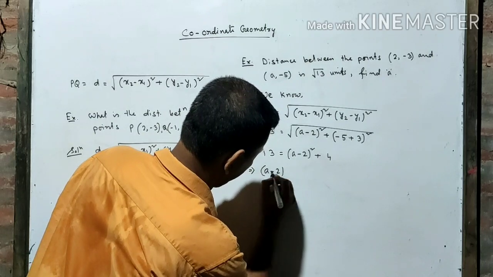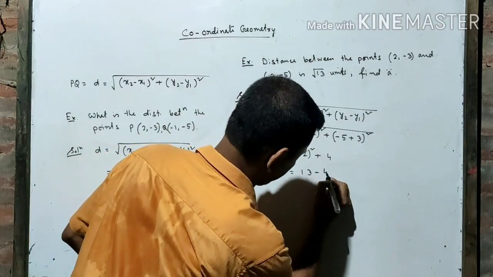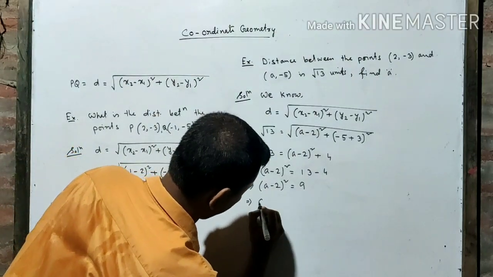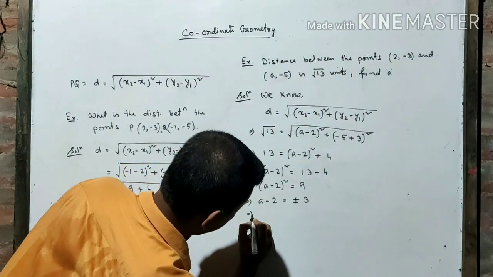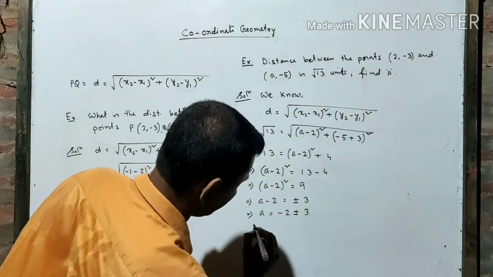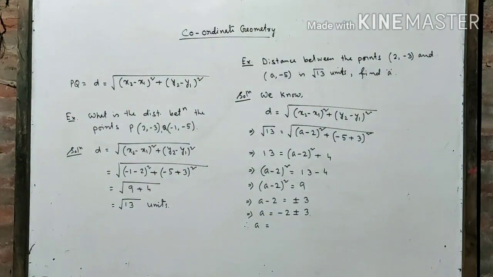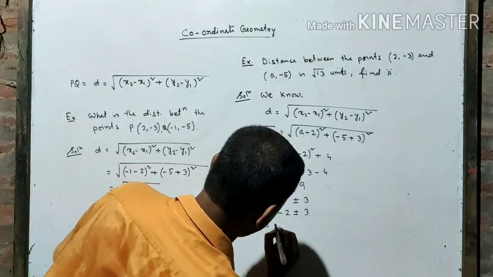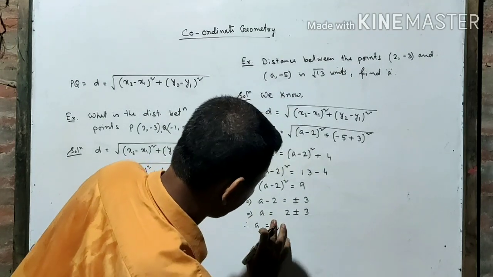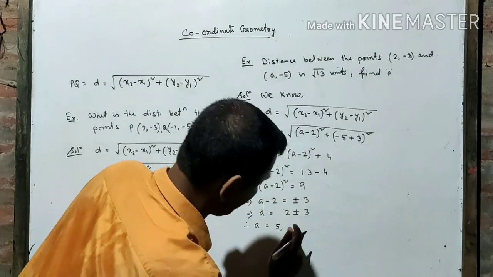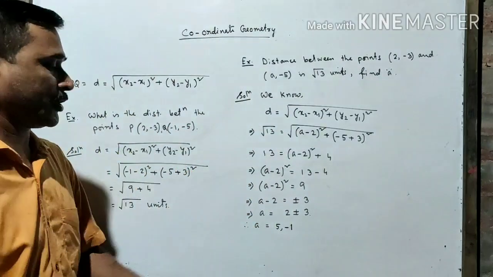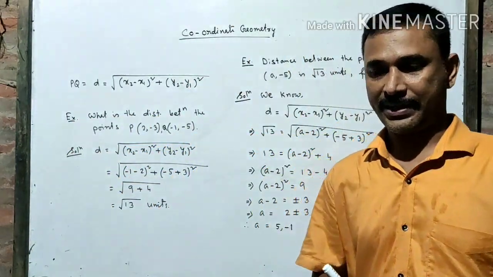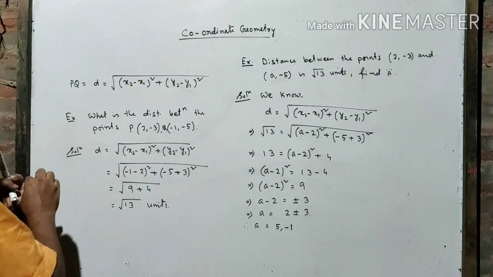So this implies (a minus 2) whole square is equal to 13 minus 4, which implies (a minus 2) whole square is equal to 9. This implies a minus 2 is equal to plus minus 3. This implies a is equal to 2 plus minus 3. Sorry, 2 plus minus 3. If we take 3 as positive, then a is 5. And if we take the minus sign, then a will be minus 1. So there are two values of a, either 5 or minus 1. In this way, out of the 5 parameters, if any one is missing, we can find that. Now, there are some other applications also.